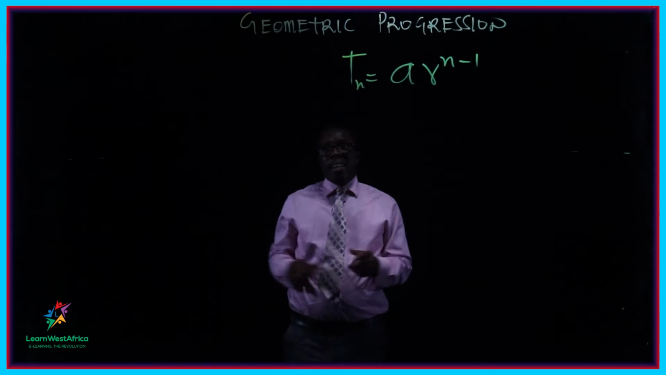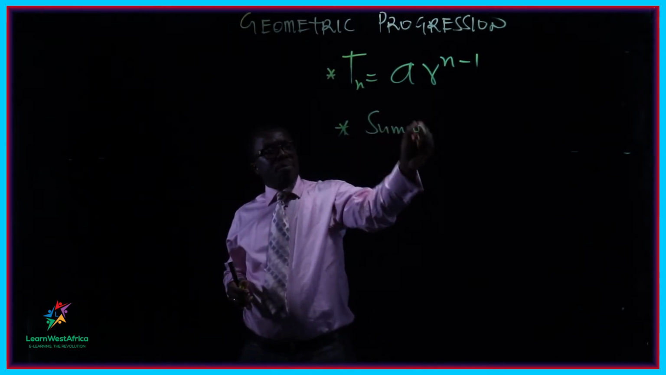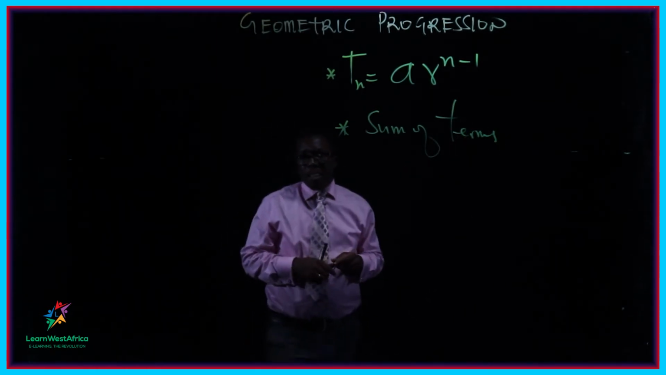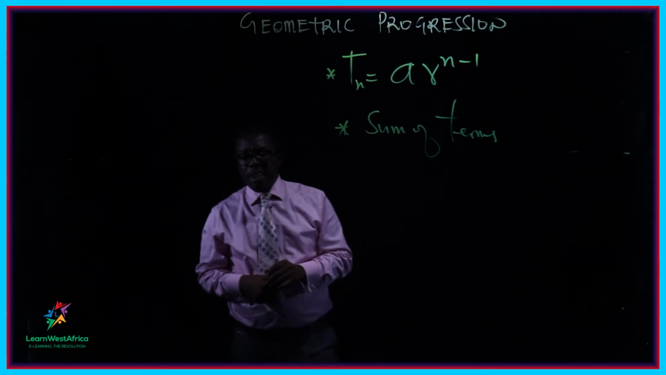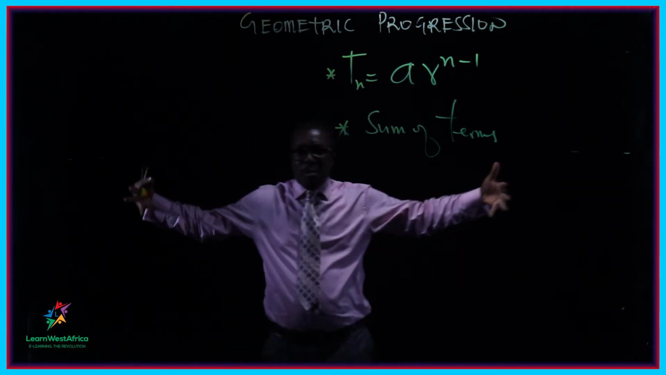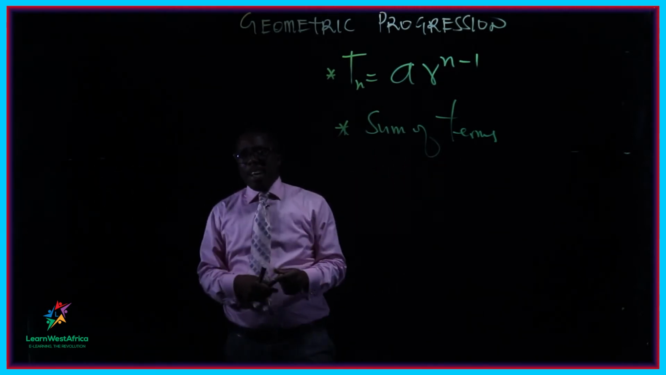All right. Then we also have what we call the sum of terms of a geometric progression. When you have a geometric sequence, there are times that you may want to find the sum of a particular set of terms in the sequence. How do we find that?